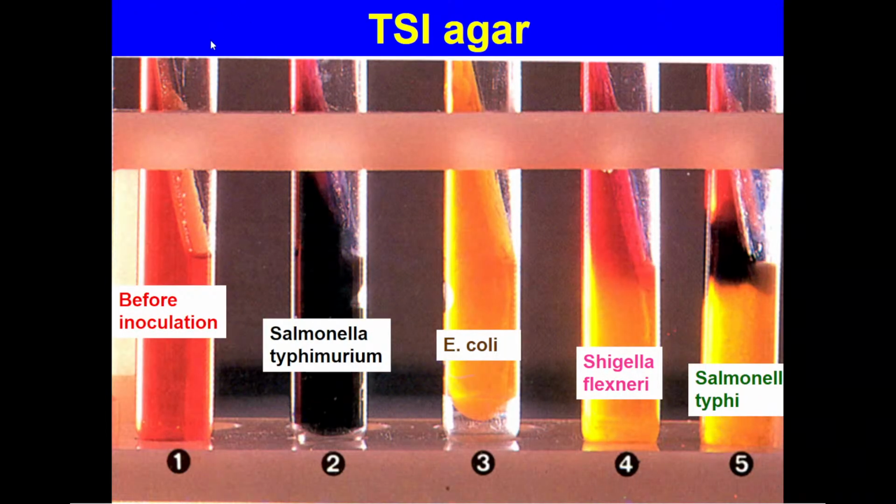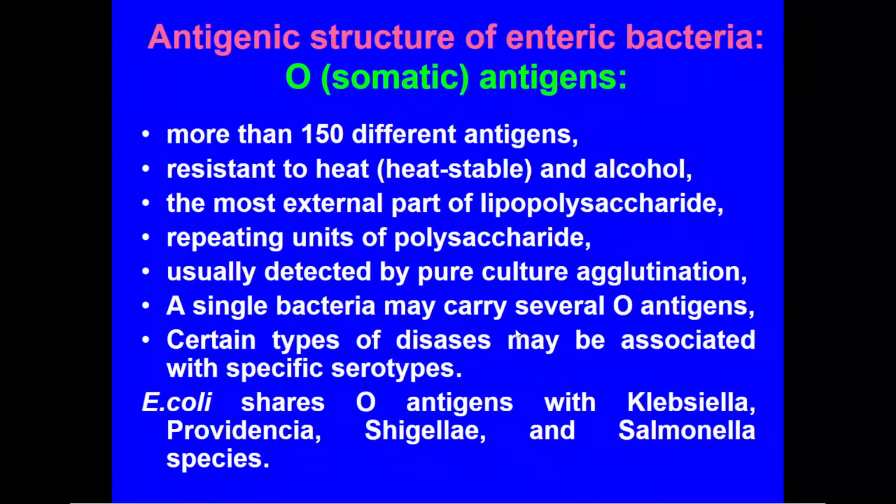And see here, initially it was like this before inoculation, and then different types of Enterobacteriaceae may produce different pictures due to the fermentation of these components. So that is for initial presumptive identification of Enterobacteriaceae. But then we stated that apart from biochemical tests, we need to identify the antigenic structure.